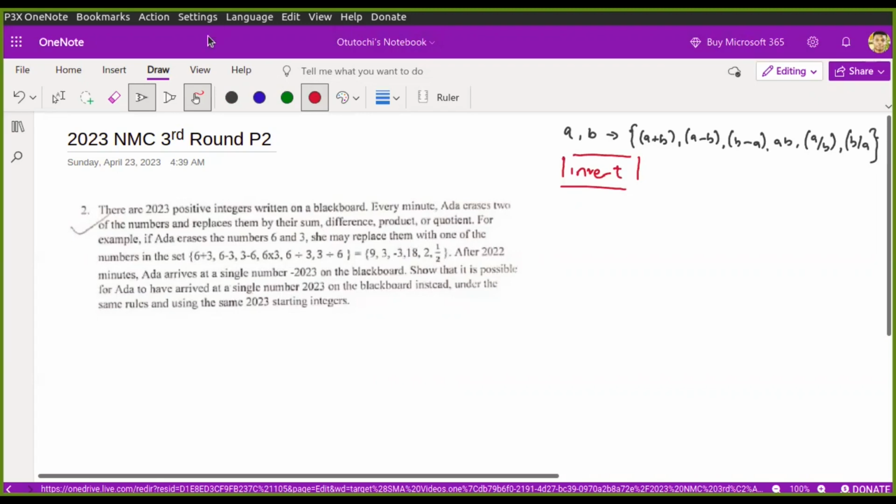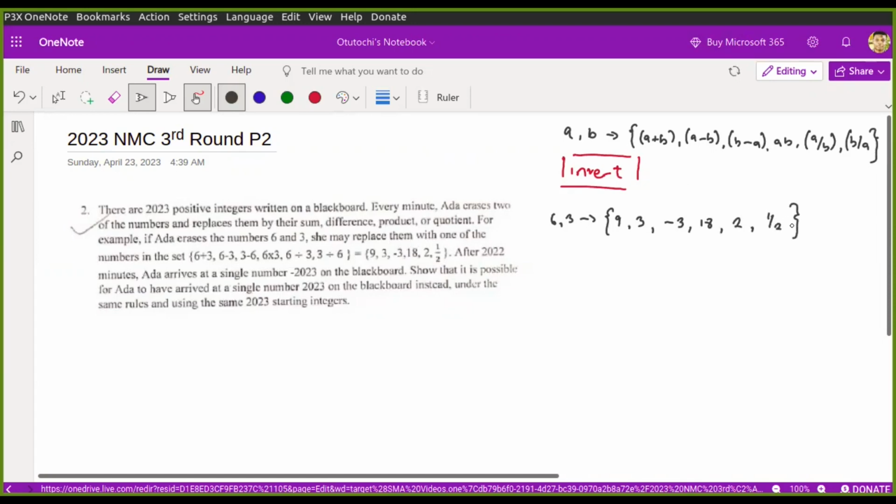Let's take a look at the example they gave us. We started with 6 and 3. Replacing 6 and 3 had six options, of course. 6 plus 3 is 9. 6 minus 3 gives us 3. 3 minus 6 is minus 3. 3 times 6 is 18. 6 over 3 is 2, and 3 over 6 is 1 over 2.